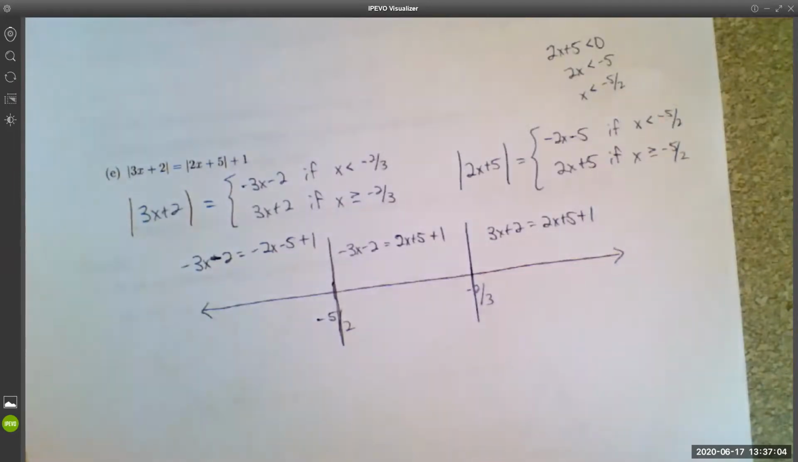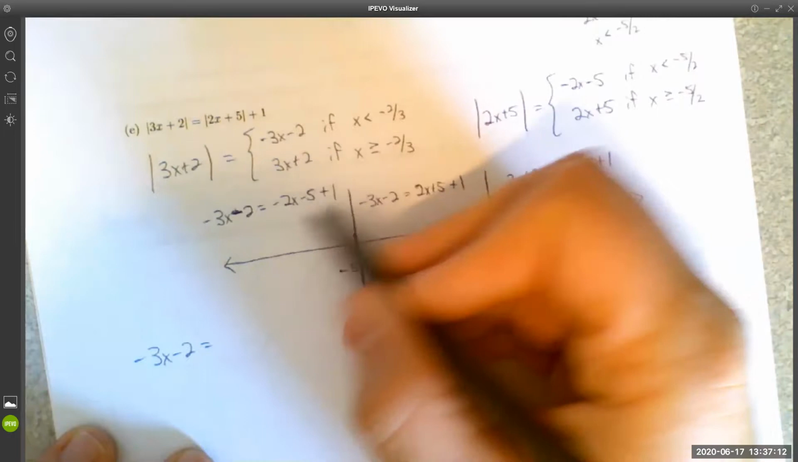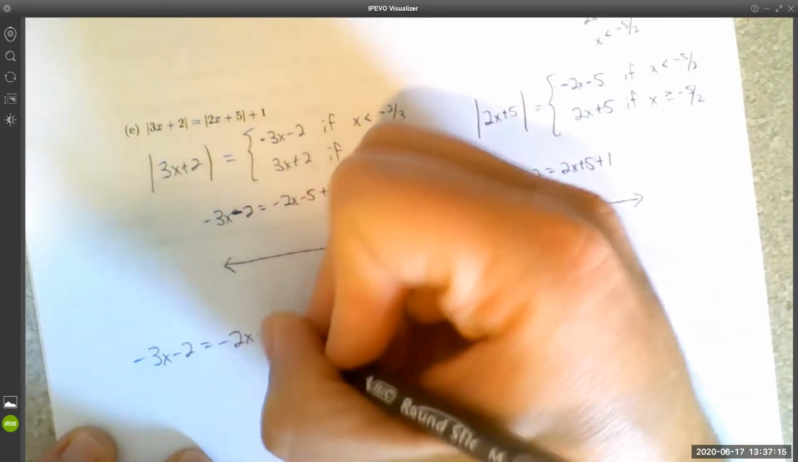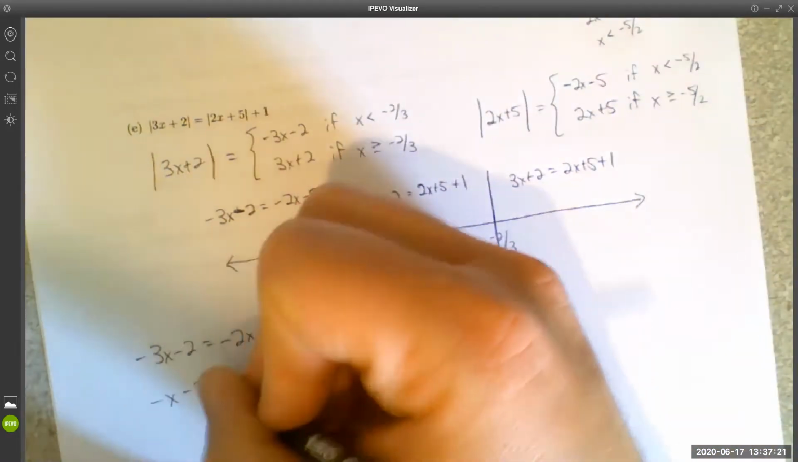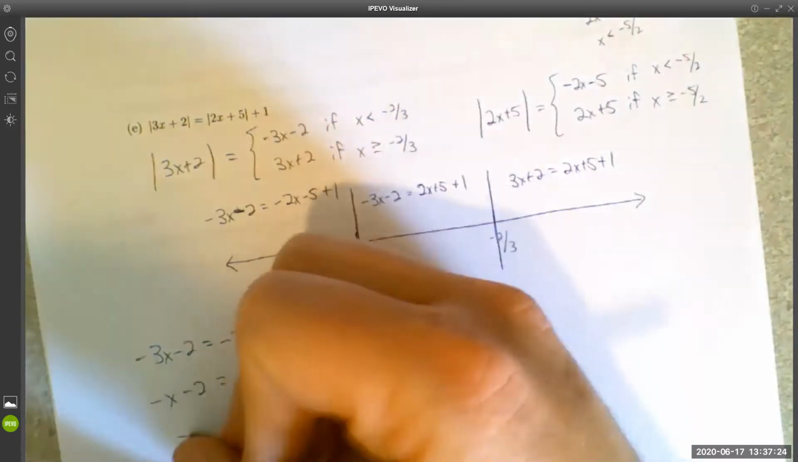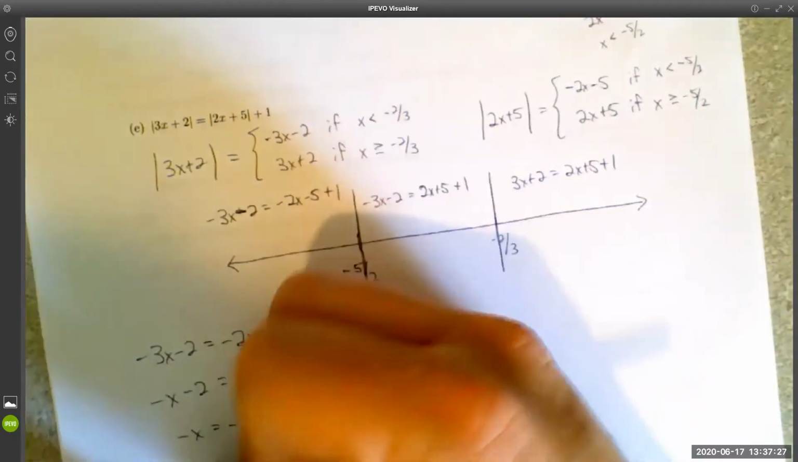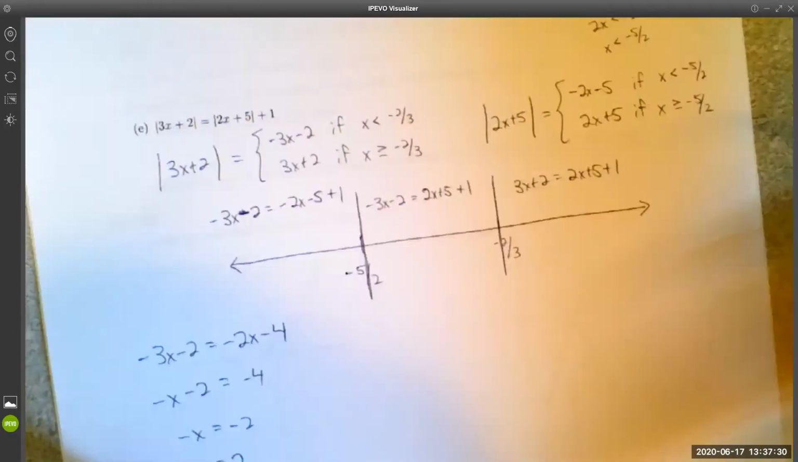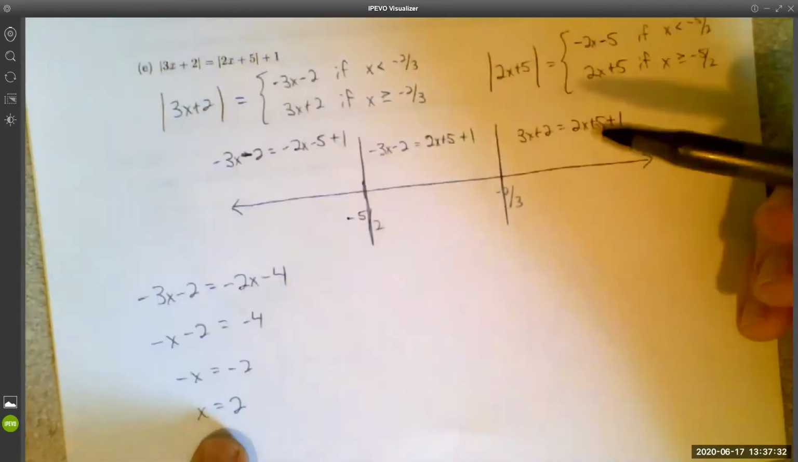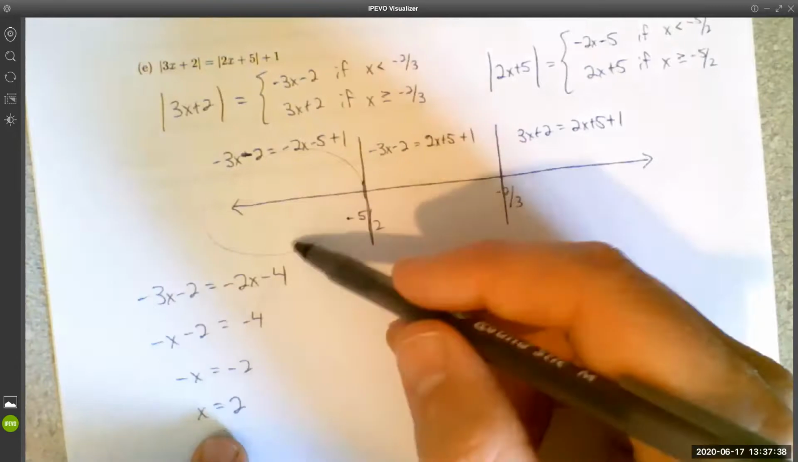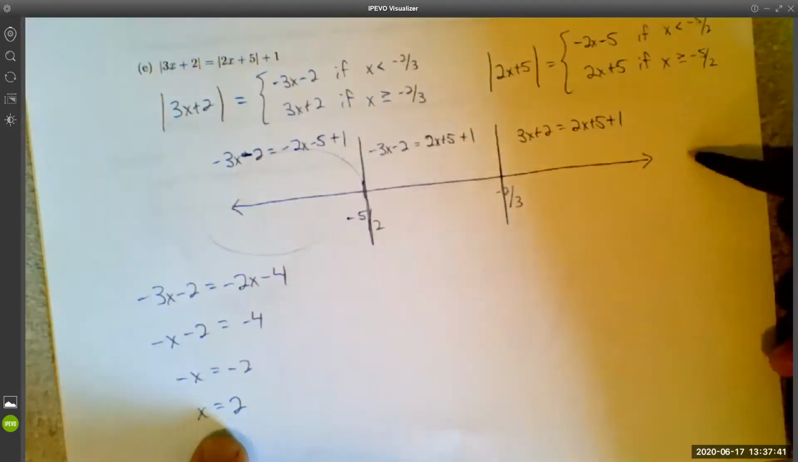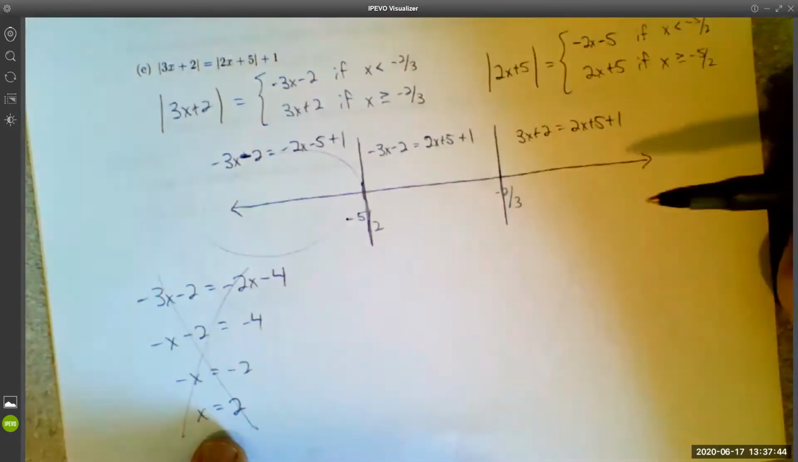So let's solve each of those, okay? So negative 3x minus 2 equals, this is going to simplify down to negative 2x minus 4, right? I move the 2x over, so I add 2x, I get negative x minus 2 equals negative 4, and then add 2, negative x equals negative 2, and divide by negative 1, I get x equals 2. That doesn't make any sense, right? Because what I'm saying is that if I'm in this region, x has to be a positive 2. But positive 2 is like way over here somewhere, right? So no useful information there.